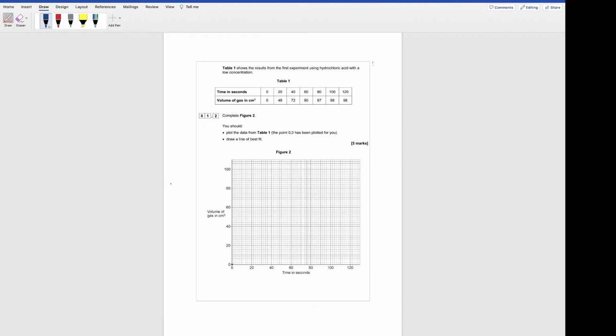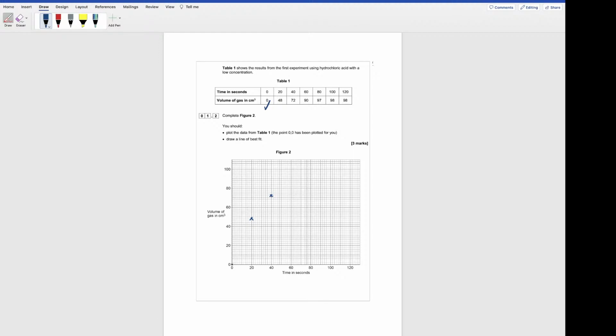So we're going to go through this. 0,0 has been done for us. So we've got to do time 20, volume 48. So time 20, and we've got to go 40. 50 is halfway between 60 and 40, and 48 will be here. Now it's going to be hard to do with this tablet here, but I'll do my best. So then 40 seconds, and the volume of gas was 72. So 70, there you go.